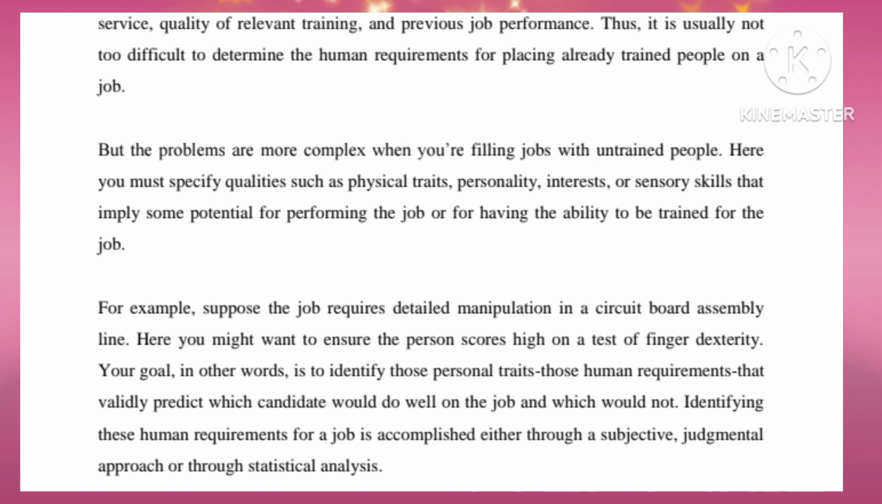But the problems are more complex when you're filling jobs with untrained people. Here you must specify qualities such as physical traits, personality, interests, or sensory skills that imply some potential for performing the job or for having the ability to be trained for the job. For example, suppose the job requires detailed manipulation in a circuit board assembly line. Here, you might want to ensure the person's score is high on a test of finger dexterity.